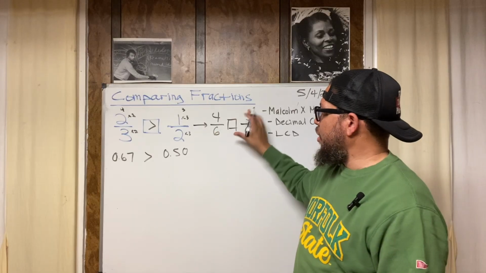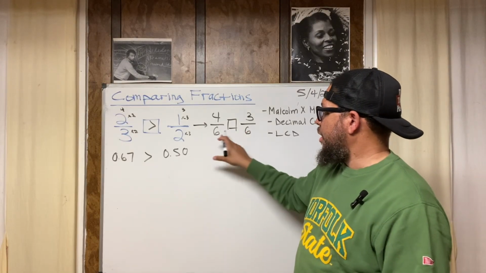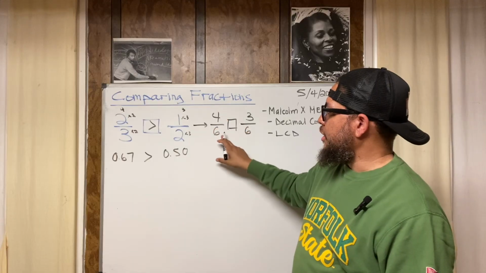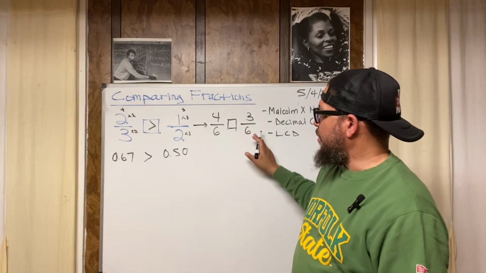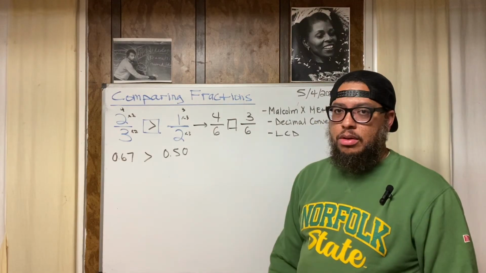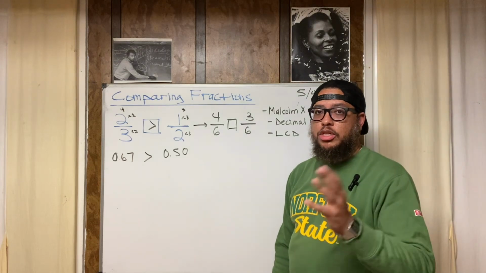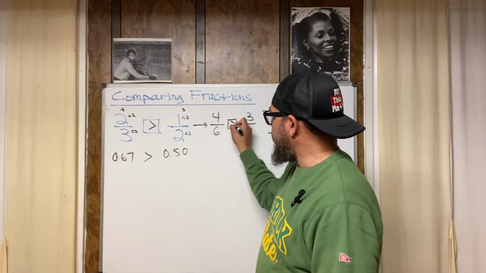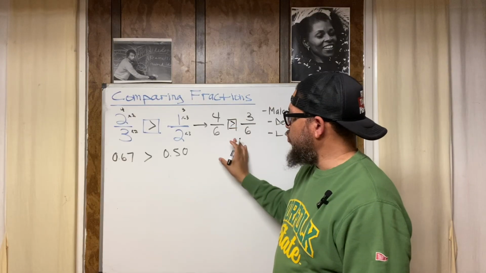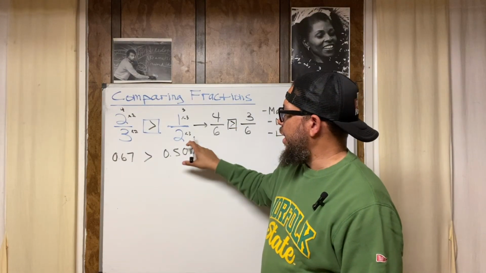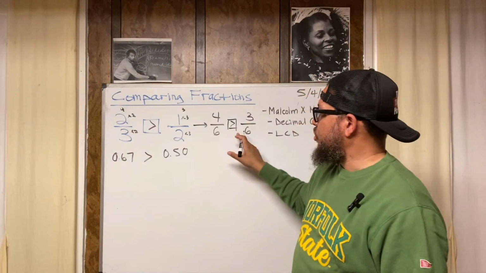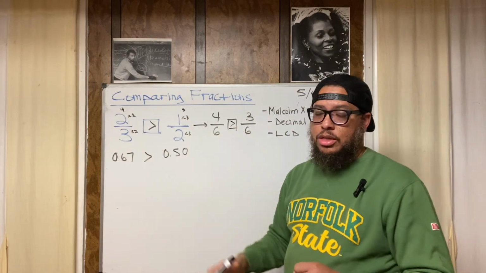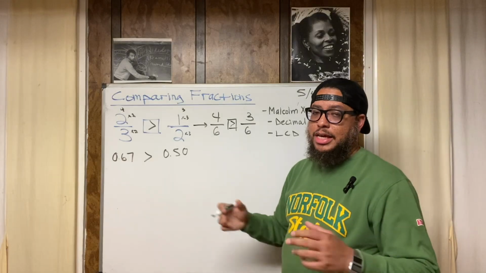So now I can compare because I got common denominators. Look, how many sixths do I have? I got 4. How many sixths do I have over here? I got 3. What's more, 4 or 3? 4 is more than 3. So that means that this is greater than this. That's another way to prove that 2/3 is greater than 1/2, because 4/6 is greater than 3/6. 4 of this thing, in this case, the thing is a sixth.